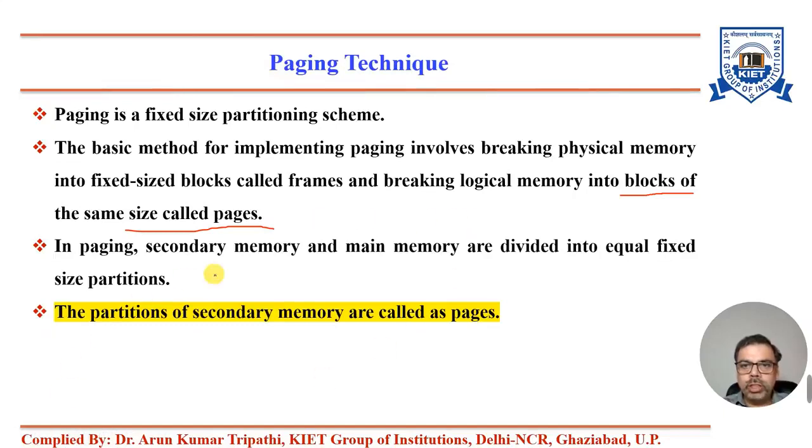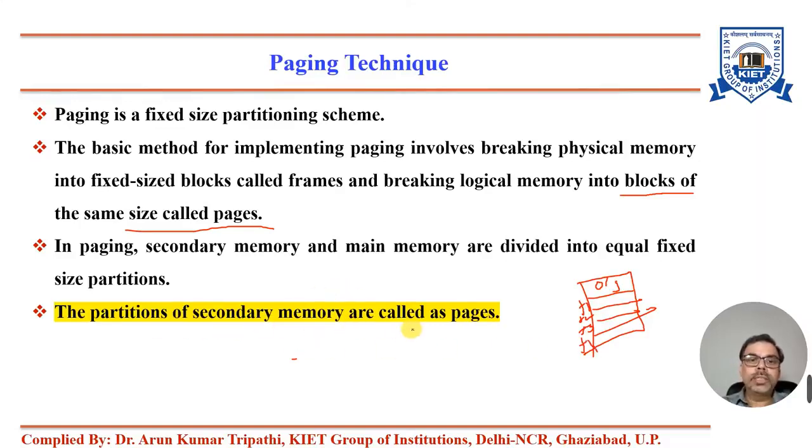So here is the physical memory. This is the operating system. Now I am dividing this into 1, 2, 3, and 4 partitions of equal size. So these are known as the frames: F1, F2, F3, and F4. There are 4 frames.